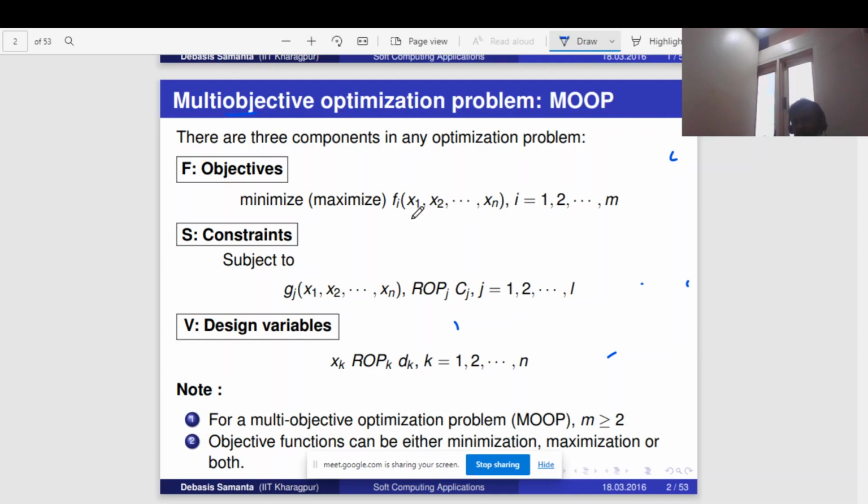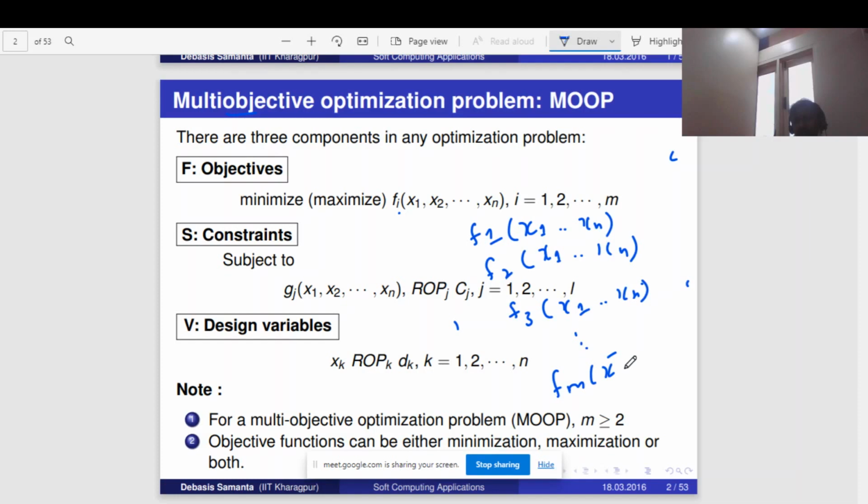Here you can see fi of x1, x2, up to xn, where this i ranges from 1 to m. It means that you have multiple functions. There is a function f1 of x1 to xn, a function f2 of x1 to xn, a function f3 of x1 to xn, and so on and so forth up to fm. If m is 5, then you will have 5 functions. If m is 3, you have 3 functions. Each of these functions you may have to maximize or minimize. Some should be maximized, some should be minimized, depending on the problem.